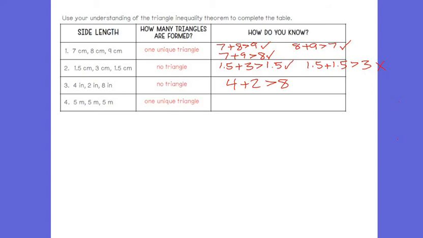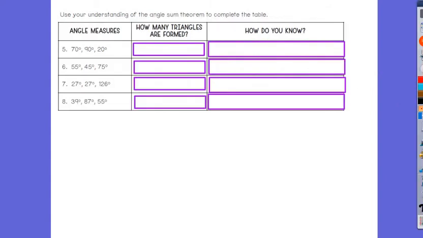Alright. Now I'm moving to the next box. Now we're looking at angles. Angles must add up to how much? 180. So on number 5, we have a 70, a 90, and a 20. Jake, I'm up here. What is 70 plus 20? 90. What's 90 plus 90? 180. So I know this equals 180, so I can put that in.